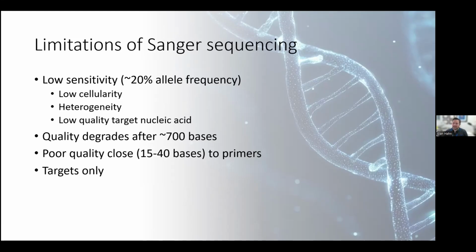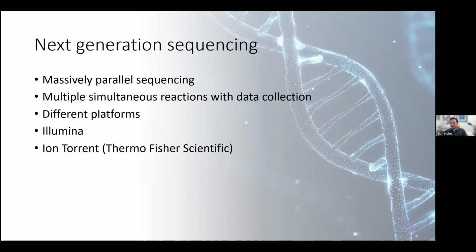So after talking about Sanger sequencing, we could move our discussion to next generation sequencing. This is also called massively parallel sequencing. We're basically doing Sanger sequencing massively parallel, all at once. So multiple simultaneous reactions with data collection in real time. There are different platforms, including Illumina and Ion Torrent. And we're going to talk about each of these and their differences.